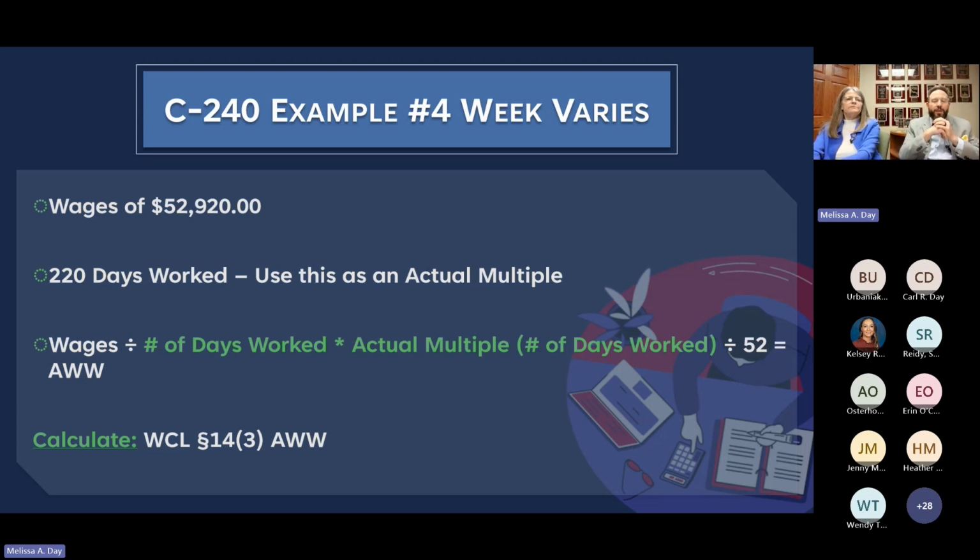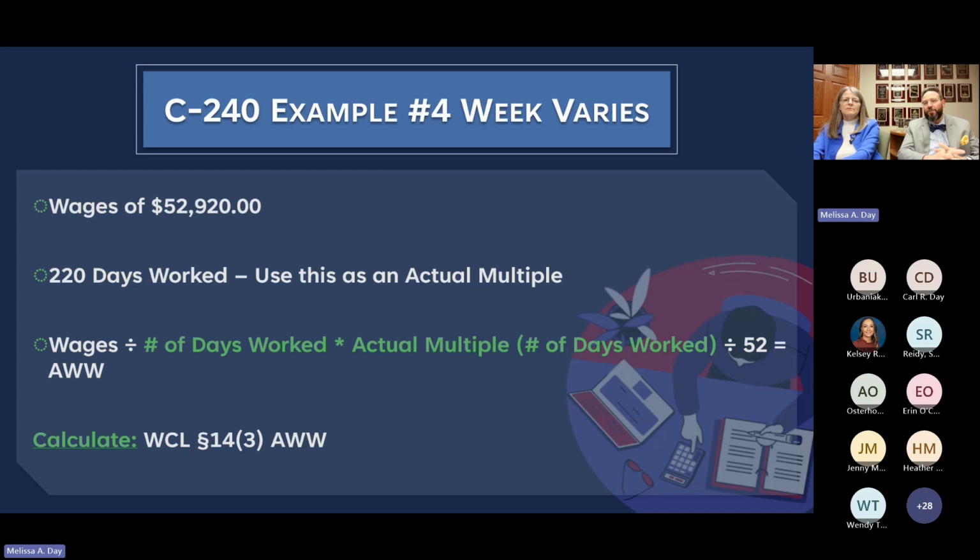So if we do the math, we again, for $52,920 earned, 220 days worked. If we use an actual multiple, that's to say, instead of using a 260 multiple, we're going to use a 220 multiple. We're going to then divide by 52, and we're going to calculate using this other method, actual multiple method, allowed under section 14.3.